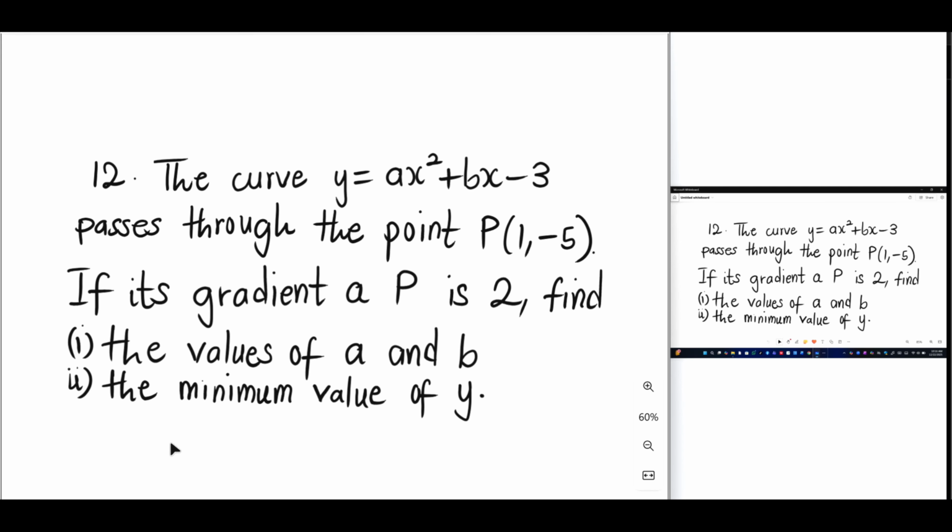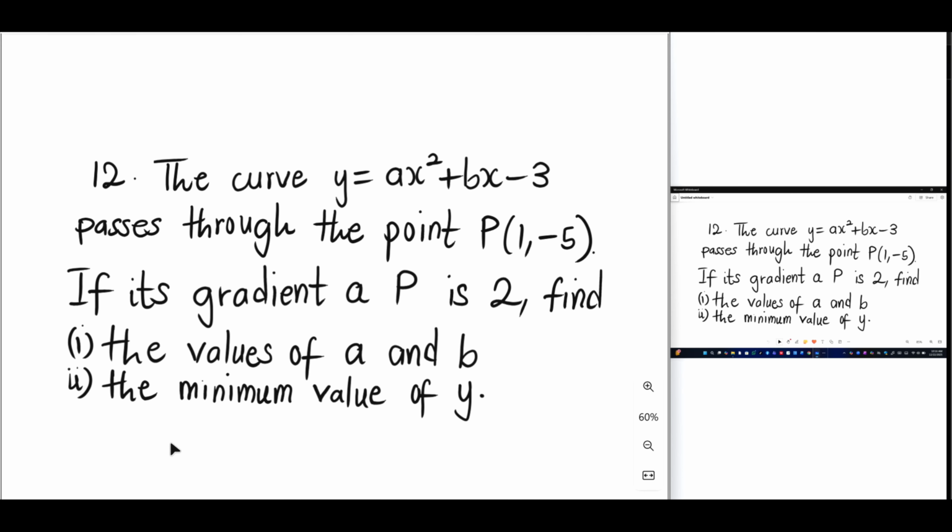We are still on application of differentiation in relation to normal and tangent to a given curve. We have a problem here, and we have to find a solution. There's a curve y equals ax squared plus bx minus 3 passing through a point P with x coordinate of 1 and y coordinate of -5. It is given that at that point, the curve has a gradient of 2. If its gradient at P is 2, we have to find the constants a and b of the given curve.